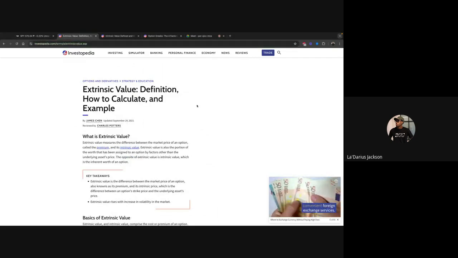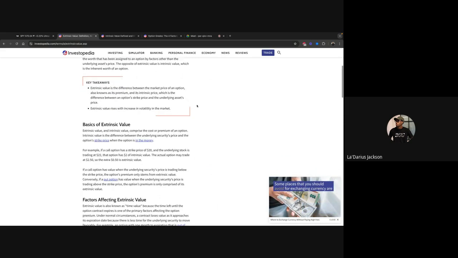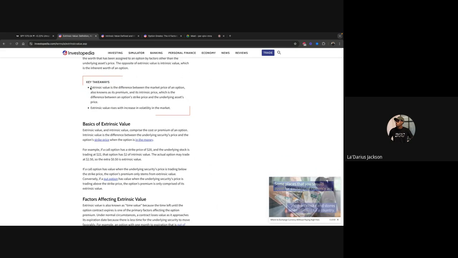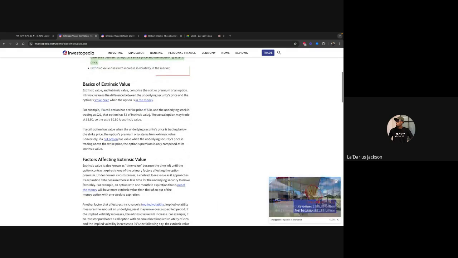Extrinsic value. Let's go over the technical definition. So this is the definition that I'm reading here. The value is the difference between the market price of an option and its intrinsic price, which is the difference between the strike and the underlying asset price. So we have an example here where the strike is 20 bucks and the underlying stock is trading at $22. The option has $2 of intrinsic value. The option may trade at 2.50, so an extra 50 cents is the extrinsic value.